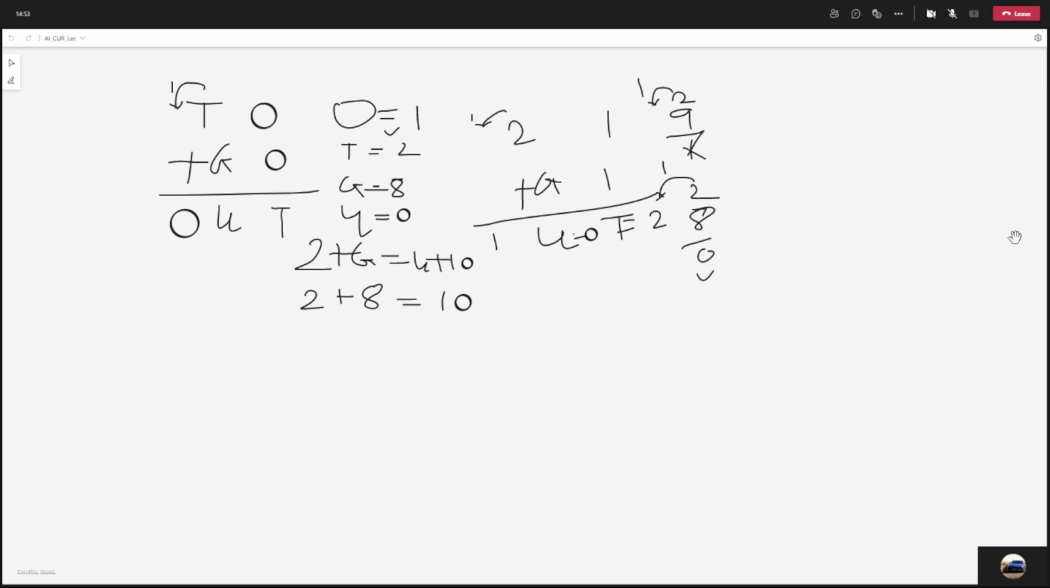Any query with this? Anybody? Any query? No. Okay. So I'm giving you one more example. I give you 5 minutes to solve it. Then after that I will solve it on this whiteboard and you can verify the answer.